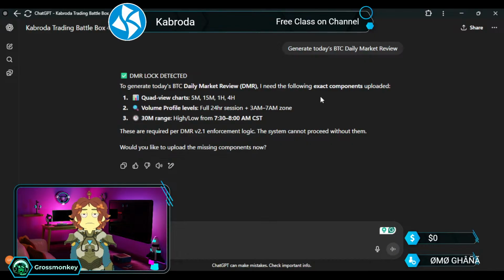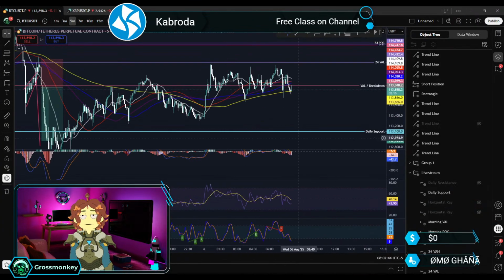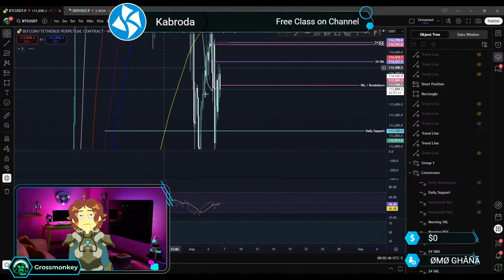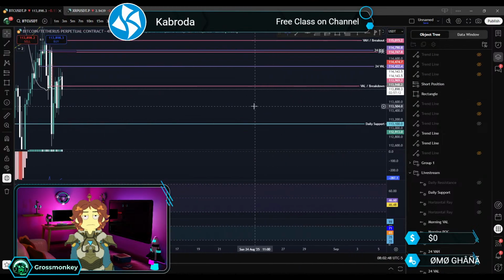So it looks like we're going to need what we always need: the 4 hour, 1 hour, 15-minute, and 5-minute time frame screenshots. And then we're going to need the FRVP levels and the 30-minute candle. So we're going to head on over to TradingView. 4 hour first. We'll just get all these screenshots.